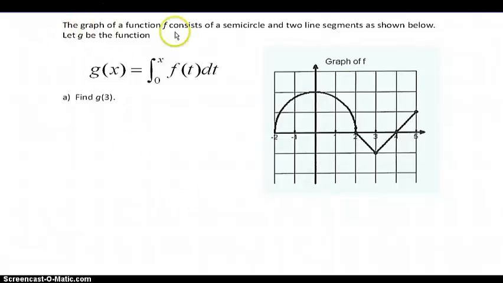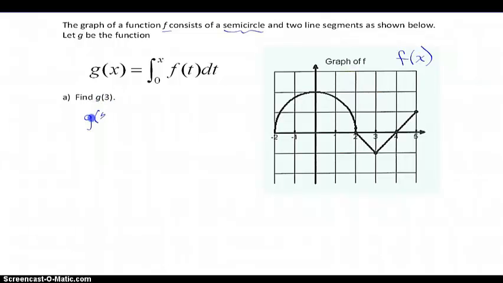So here's one that says the graph of a function f consists of a semicircle and two line segments as shown below. Let g be the function defined as g of x equals the integral from 0 to x of f of t dt. So once again, we know that f of x is the graph that they've given us here, and that g is the area accumulating in the plane starting at 0 and stopping wherever they tell us between f and its horizontal axis. So part A says find g of 3.